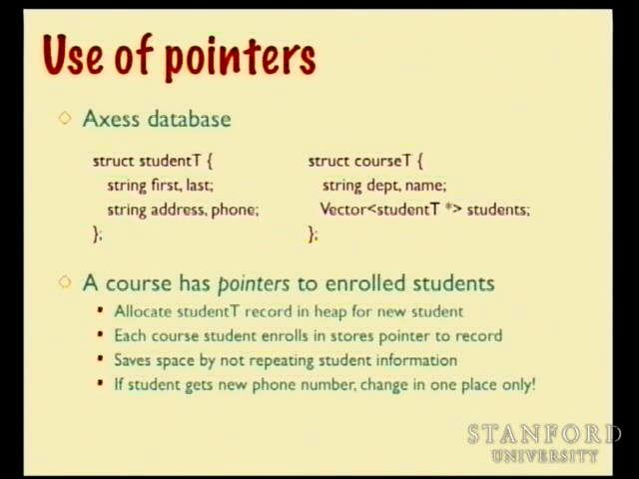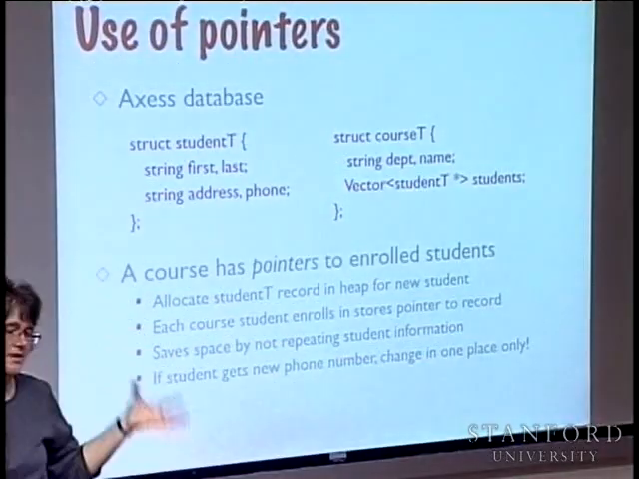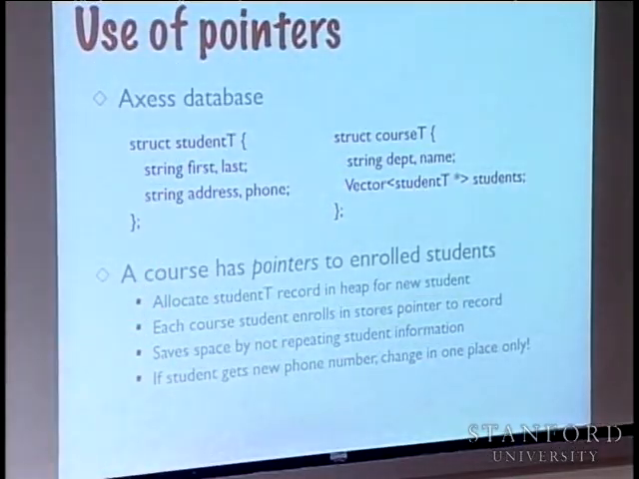It could be that every class that Michelle is enrolled in copies her whole structure into it. So if I had declared this vector here as holding student T without the star, it would hold real student T structures. Then every class Michelle was enrolled in would have a copy of her structure. I would say add Michelle's record to this class, and each of those would make a full copy. Her first name, her last name, her address, her phone number, however big this record is, would be duplicated throughout the system in every class she was enrolled in.